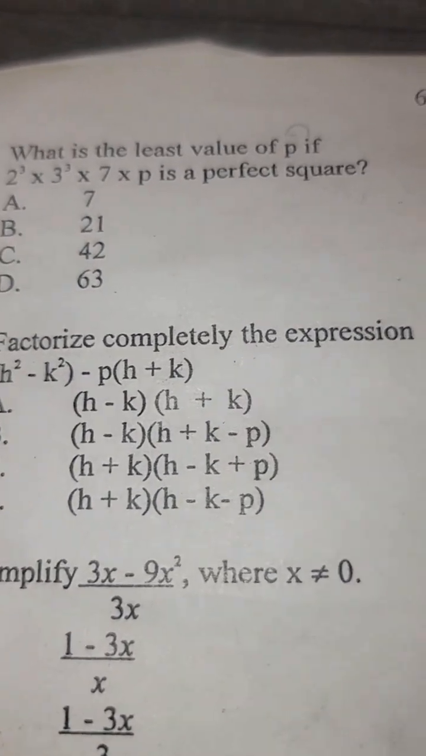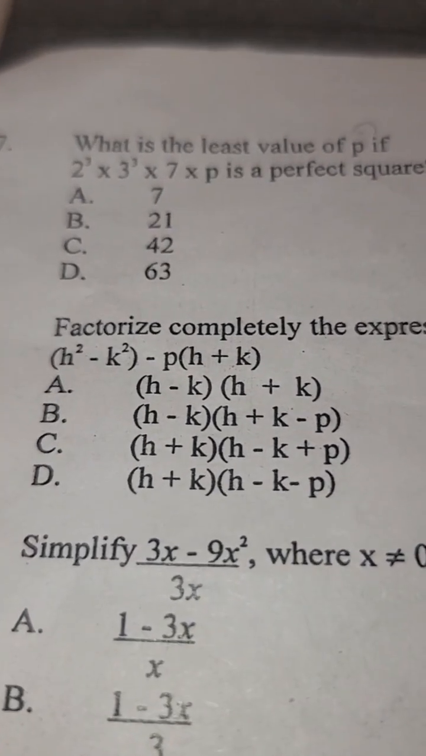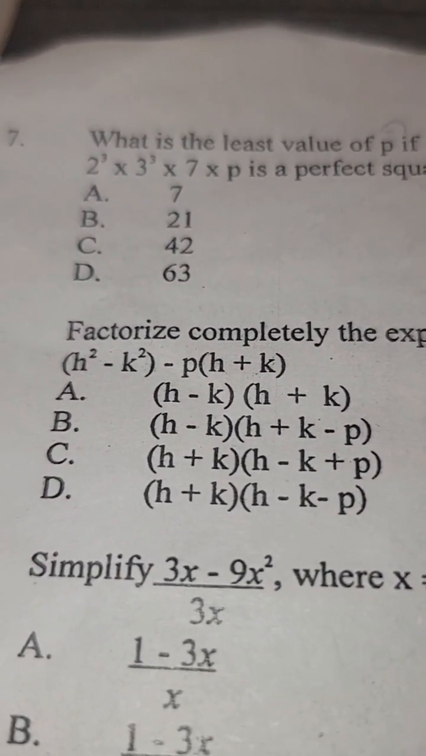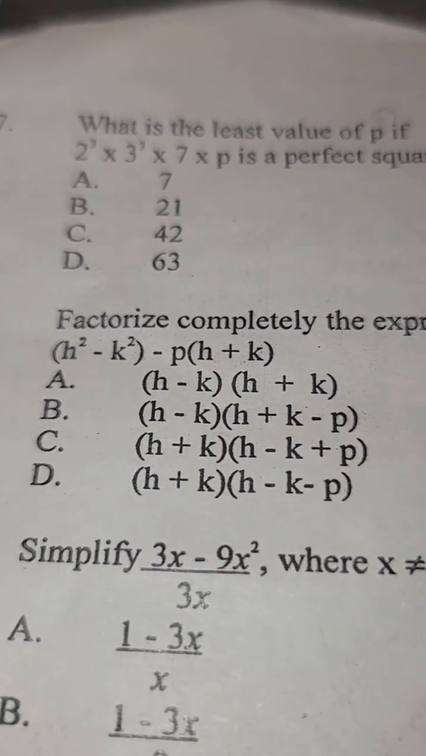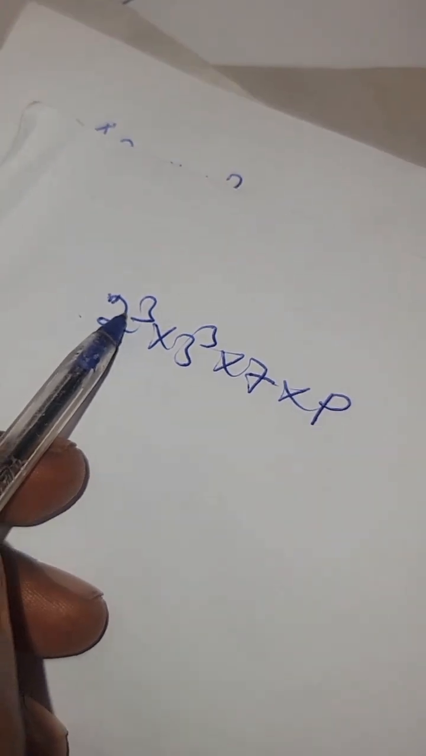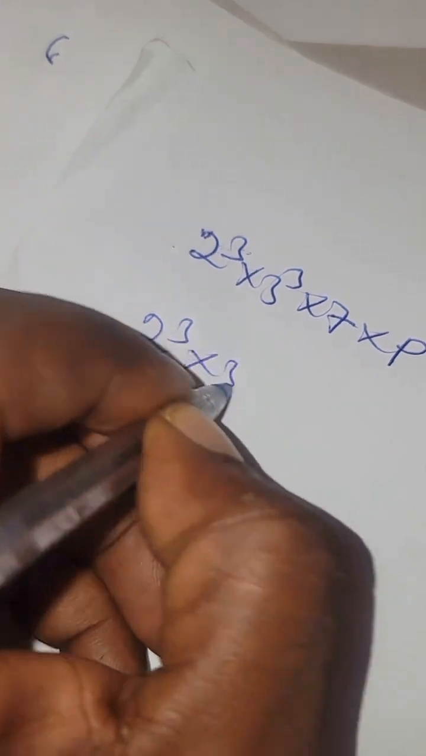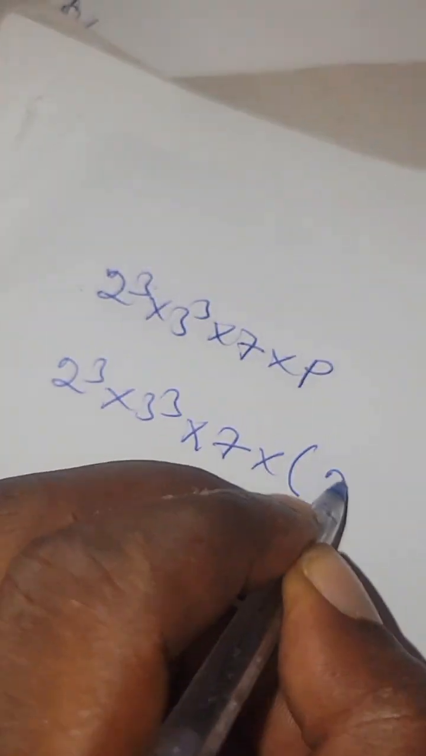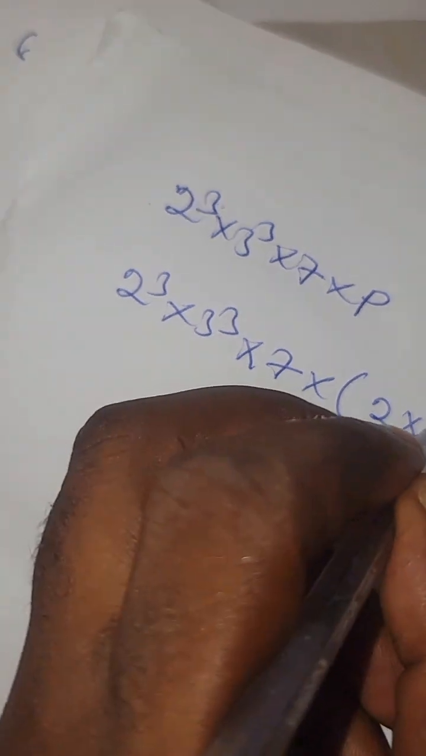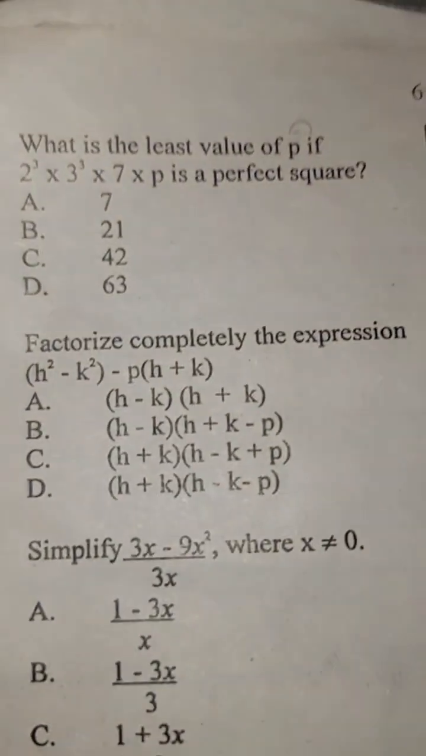Number 7. Find the value of P, the least value of P, to make that a perfect square. So you have 2 cube times 3 cube times 7 times P. So the least value of P means that for it to be a perfect square, this should be an even exponent. So we have to include a 2. 3 should also be an even exponent, that's 3. 7 should also be an even exponent, that's 7. So 2 times 3 is 6 times 7 is 42. And that will make it a perfect square. Option C.